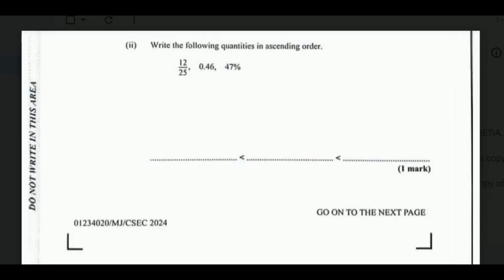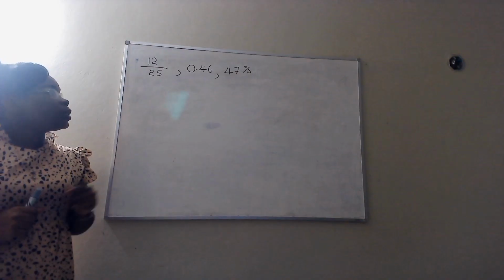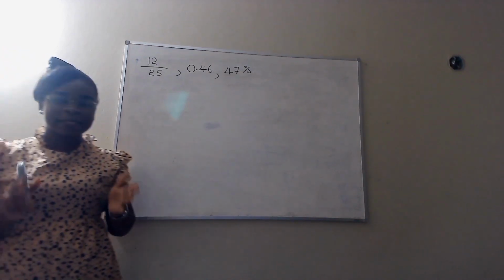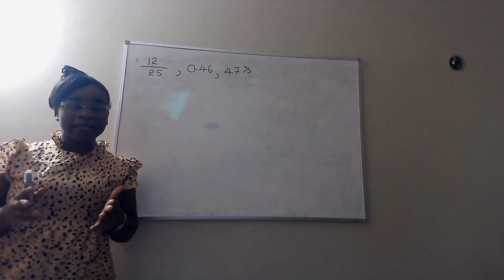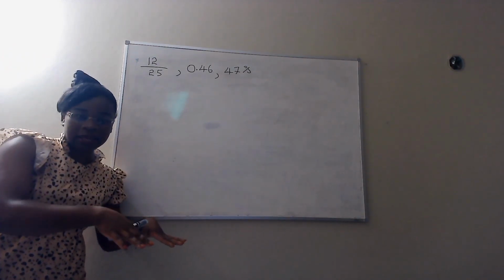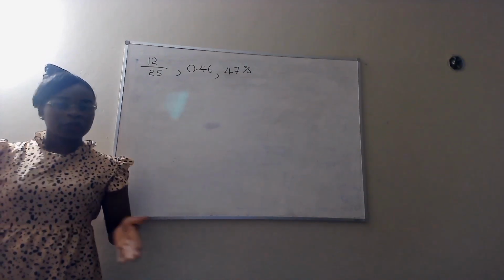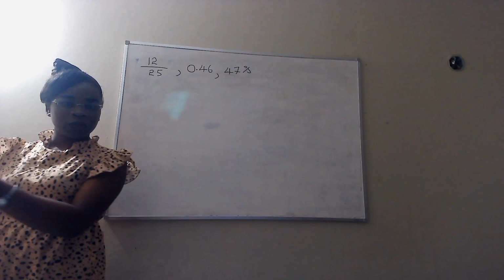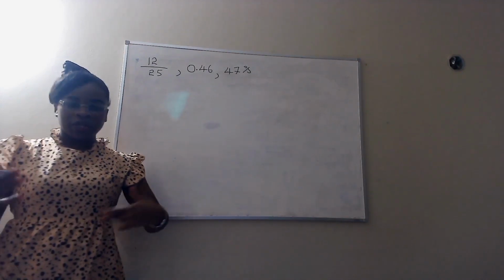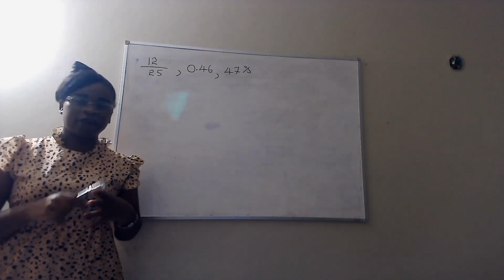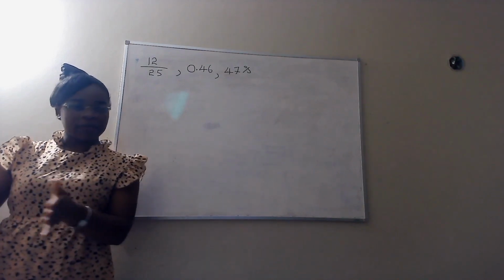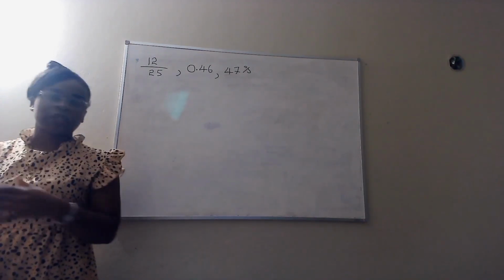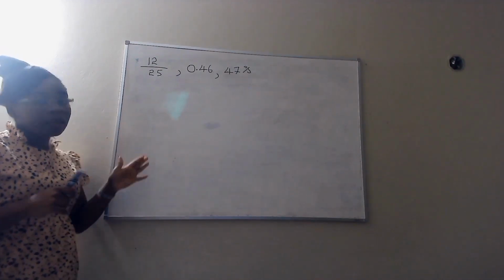Write the following quantities in ascending order. So we're to arrange the above numbers in ascending order. Ascending means from smallest to largest, right? So ascending means increasing. So when you're counting 1, 2, 3, 4, 5, you know you're going up, it's increasing. So you start from small to large. It's the same thing we're going to do here.